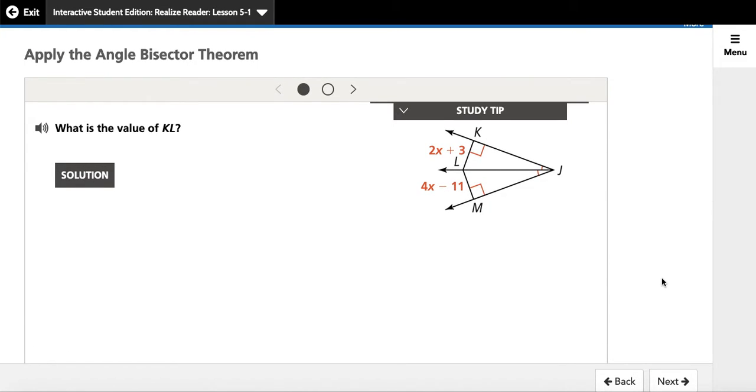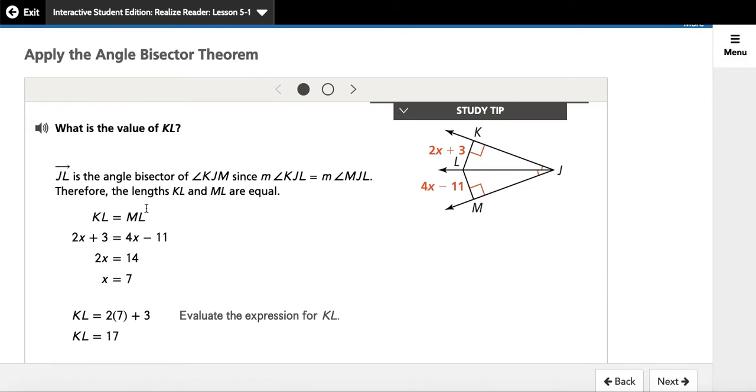Okay, what's the value of KL? KL is this right here. We notice it's an angle bisector and the perpendicular segments, so we know 2x plus 3 equals 4x minus 11. So it's going to work on our algebra skills. First, we're going to write that equation, 2x plus 3 equals 4x minus 11. And then they solved it. They didn't show their work too much, but x is 7. Now that we know x is 7, we can plug 7 back in here. 7 times 2 is 14. 14 plus 3 is 17, so KL is 17.